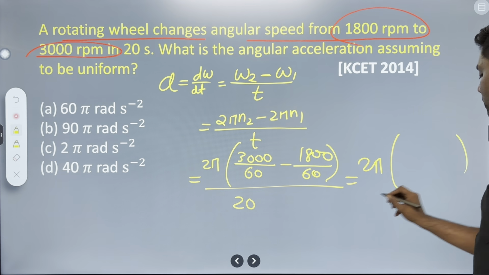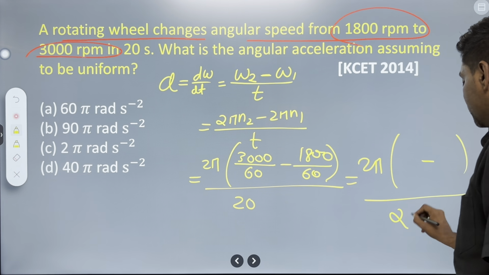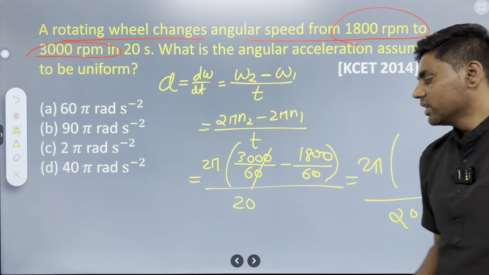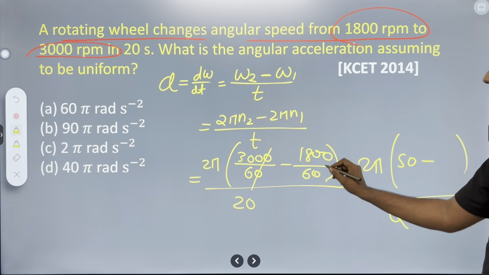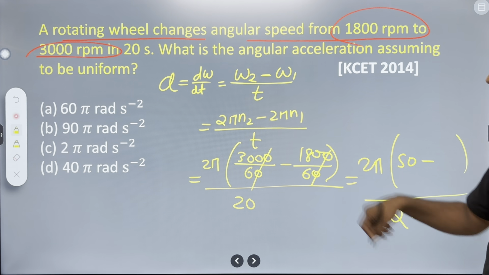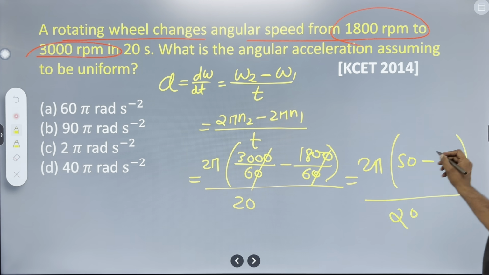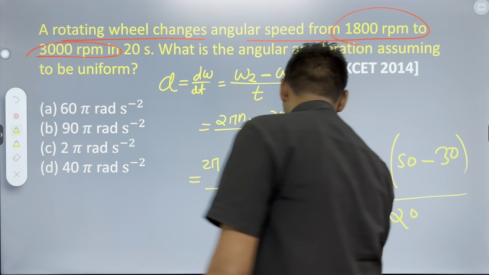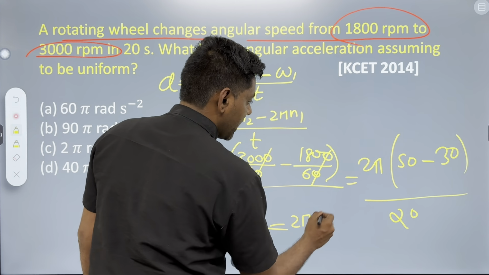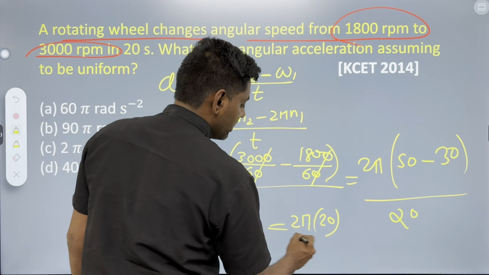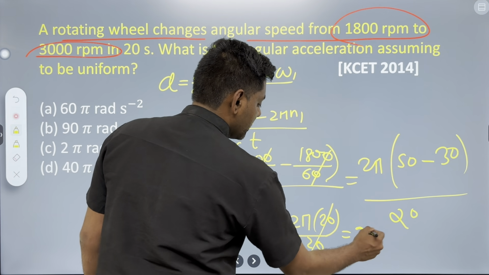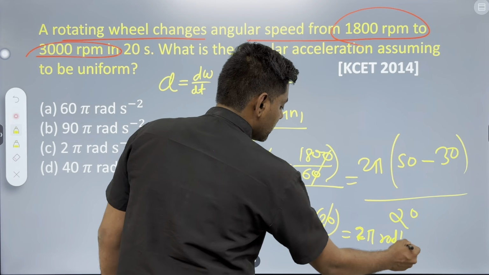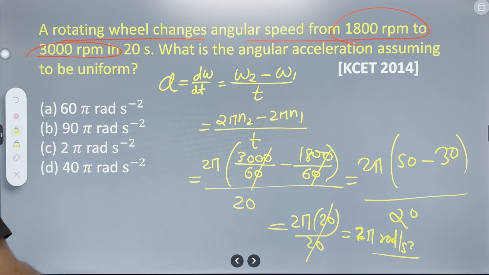That is 2 pi into bracket, divided by 20. Okay, how much will it come? The 0s get cancelled. So 30 divided by 6, that is 5, meaning 50. And here also the 0s get cancelled. So it becomes 18 by 6, 3, that is 30. So what we get as the final answer: 2 pi times 50 minus 30, that is 20, divided by 20. The 20s get cancelled. 2 pi is the final answer, that is radian per second square. So option C is the correct answer.